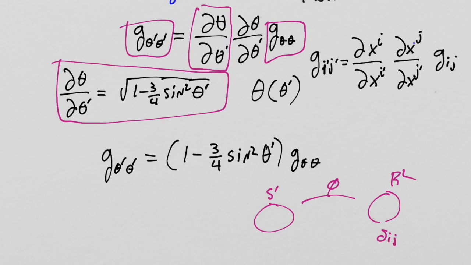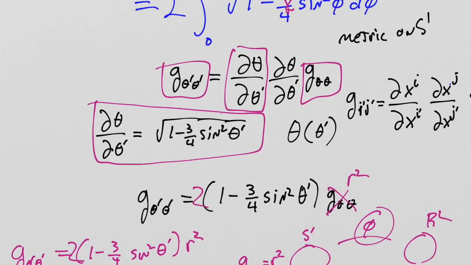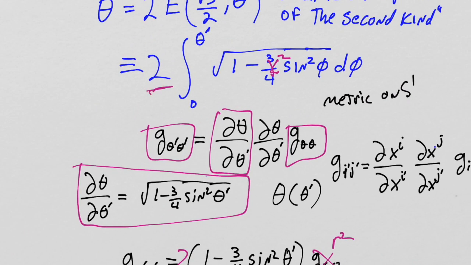We had the Euclidean metric, delta ij, and we pulled it back, and we ended up with g theta theta equals r squared. That was the component. So there's only one, so this is with the circle embedding. Oops, I forgot my factor of 2. I need a factor of 2 here, because this derivative here always has a factor of 2 in front of it.